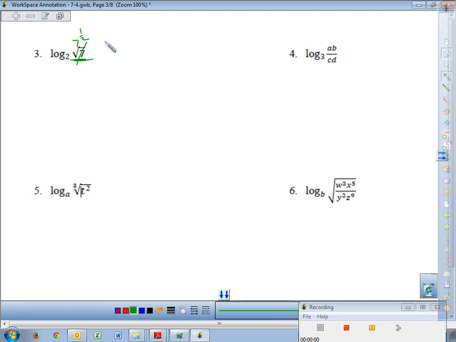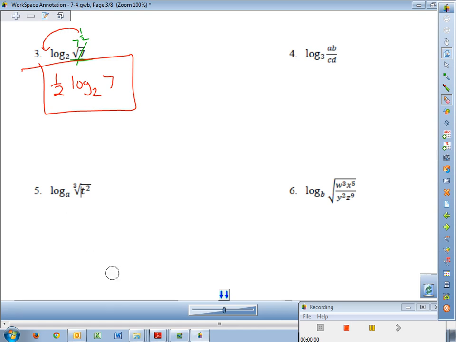And why do I want to do that? Because now the argument is being raised to an exponent. And according to one of the properties of logarithms, where can that exponent move down to? In front of the log, right? So you've got 1/2 log base 2 of 7. That's all that can clean up to be. There was no multiplying going on with that argument. There was no division going on with that argument. It is just a radical. So I take a radical and change it to a rational exponent so I can bring that exponent down in front. Another one. Actually, let's just go straight down to number 5.